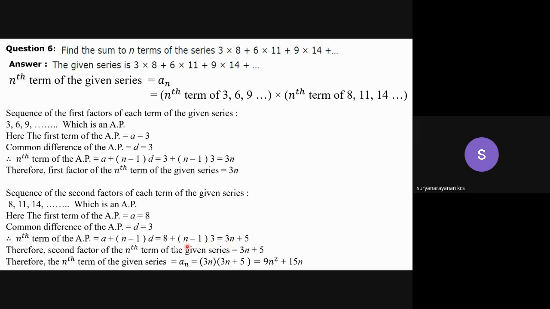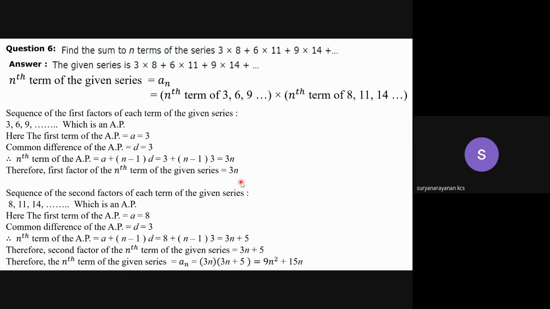I'm not showing the simplification part, my children. That part is left for you in rough work. Take a pen and paper later, not now. Take a pen and paper and simplify this expression. After that, finally you get these two terms only, 3n plus 5. This is the nth term of this arithmetic progression. Therefore, the second factor of the nth term of the given series is 3n plus 5.